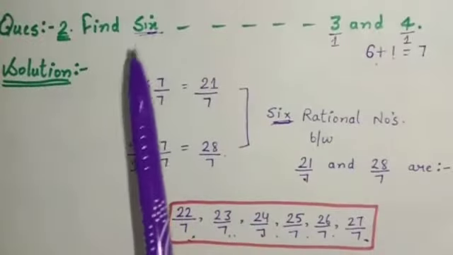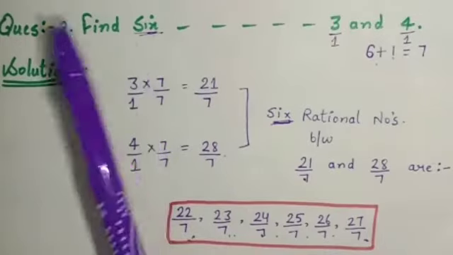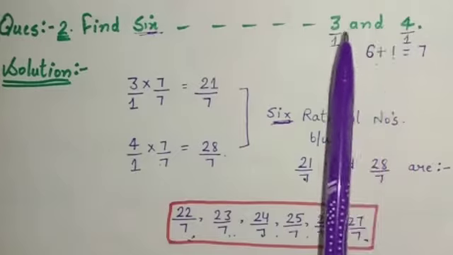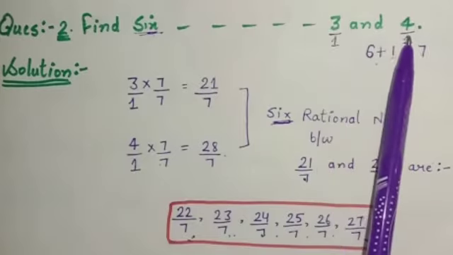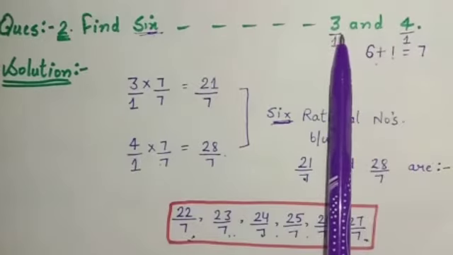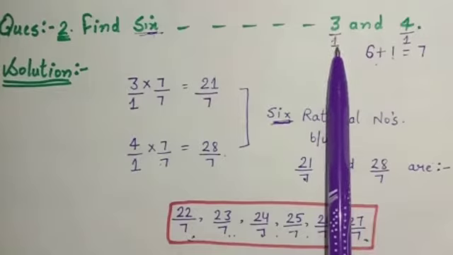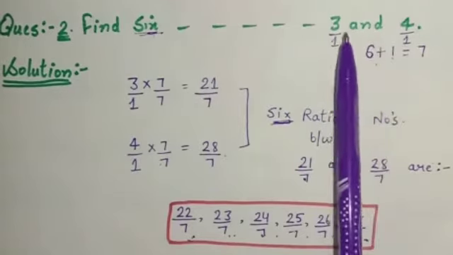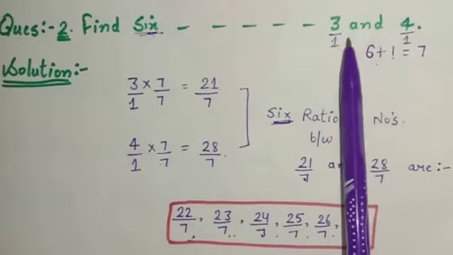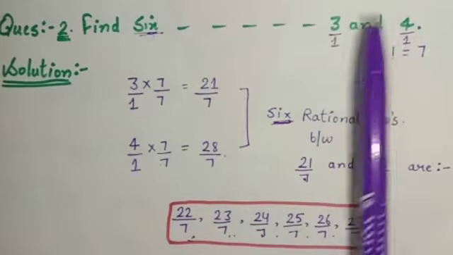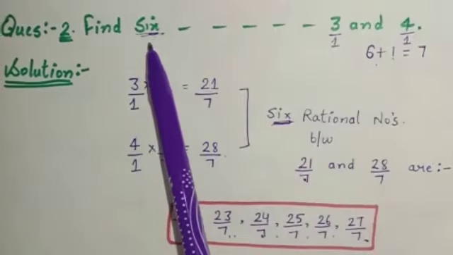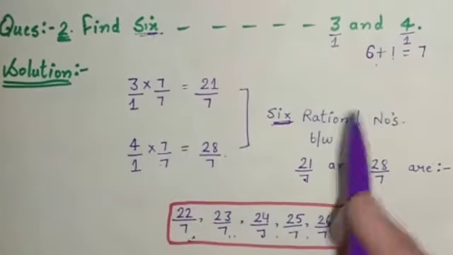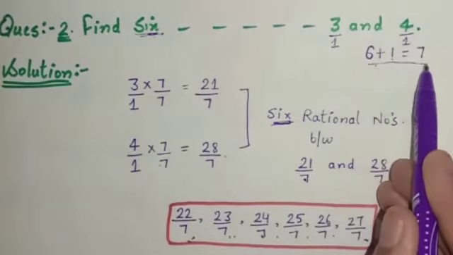According to the question, we have to find out 6 rational numbers between 3 and 4. Firstly we have to make 3 and 4 rational. So how could we do that? Firstly we put denominator as 1, and now the numbers become rational because these are in the form of p by q. So how many numbers do we have to find out? We have to find out 6 rational numbers. So our first step is we have to add 1 to that.